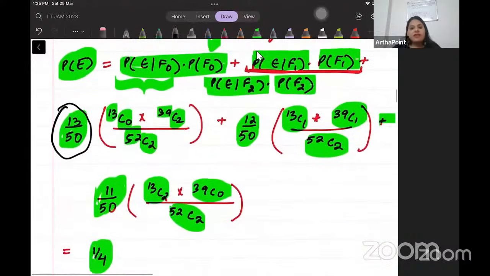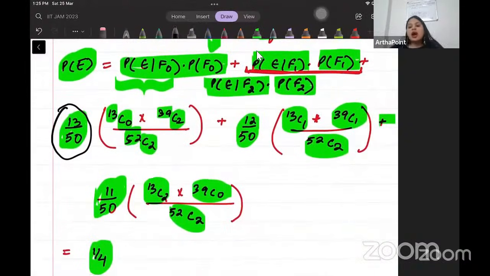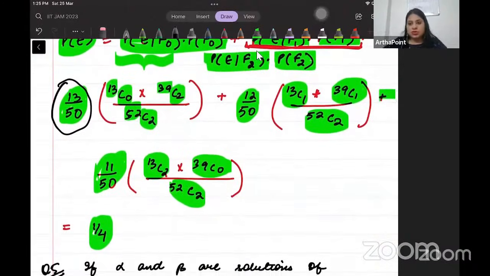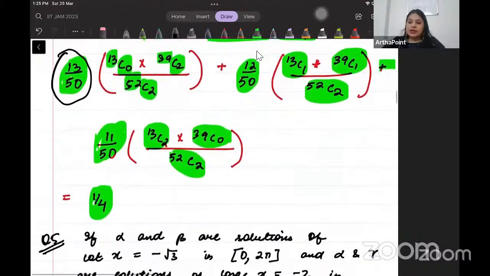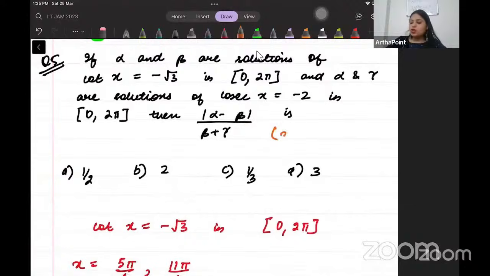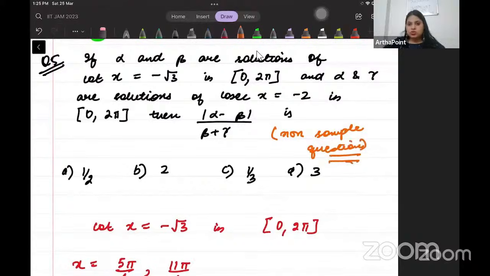This is a very good question testing how you can solve the questions related to probability. Okay, fine, let's go to the next one now. And this is a non-sample question. This is the only question I added because I thought maybe it's a good idea to give you some background of trigonometry also, the kind of questions that can come.